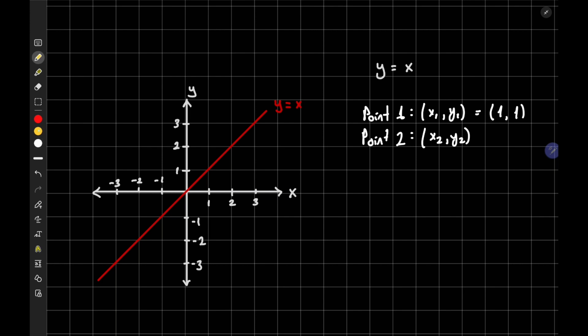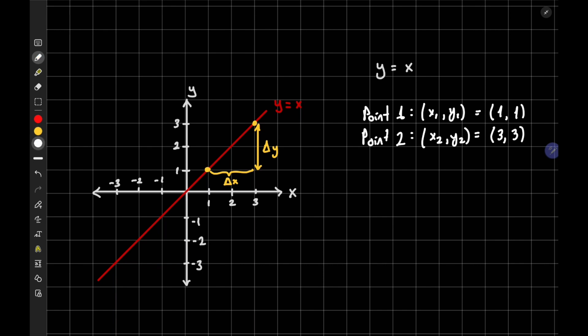So our first point is this one right here. And let's say that point 2 is (3, 3). So our second point will be this one. As you can see, when we go from point 1 to point 2, we change the x value by this amount. I will call this delta x. And when we go from point 1 to point 2, the y value also changes by this amount, and I will call this delta y.